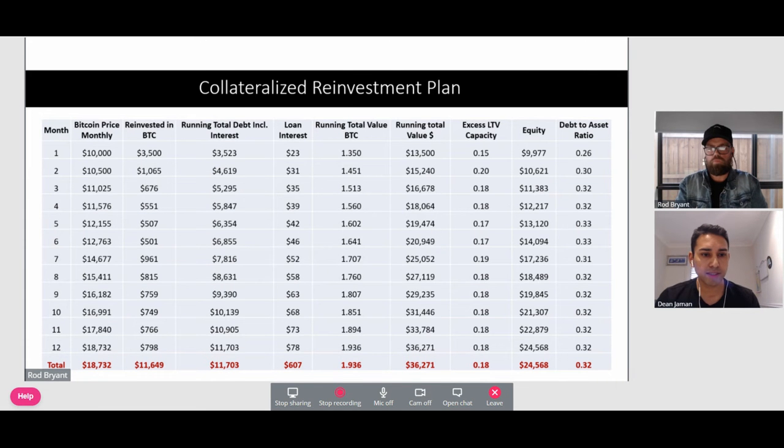As you can see, a similar situation. The Bitcoin price goes up about 5% per month. Inflation is not a heck of a lot. And if you were to reinvest, you start at 35%. Each time it goes up, it unlocks a little bit of excess loan-to-value capacity, and that's where you reinvest from. So you're always keeping the loan-to-value ratio at 35 or around that 30% figure.